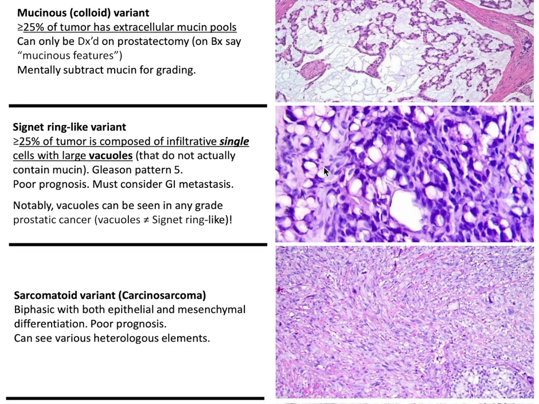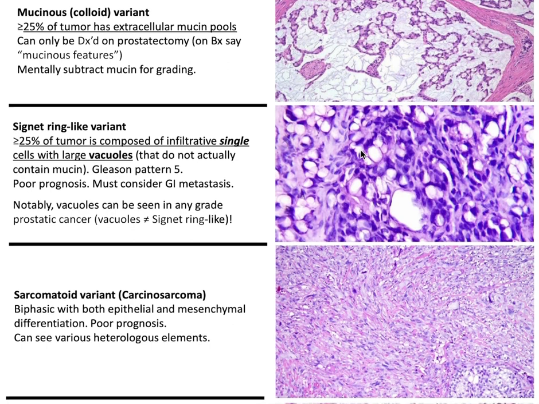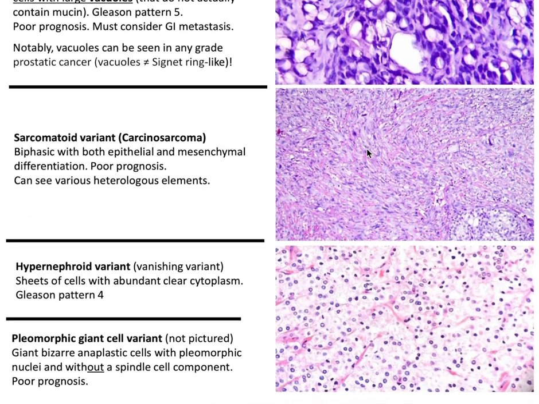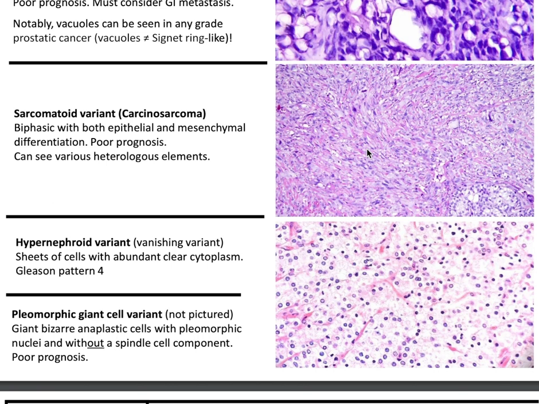Signet ring-like variant. Just the fact that there are vacuoles does not mean it's signet ring-like. Vacuoles can be seen in any grade of prostate cancer. But signet ring-like variant is where greater than or equal to 25% of the tumor is composed of infiltrative single cells with large vacuoles that do not actually contain mucin. It's Gleason pattern 5, and you also want to rule out GI metastasis. Sarcomatoid variant, carcinosarcoma, is biphasic with both epithelial and mesenchymal differentiation. It has a poor prognosis, and you can see various heterologous elements.